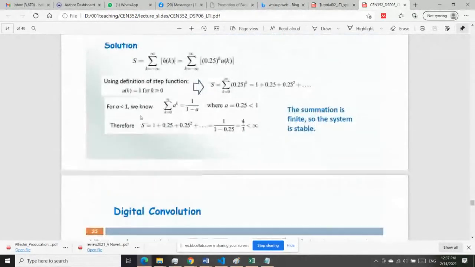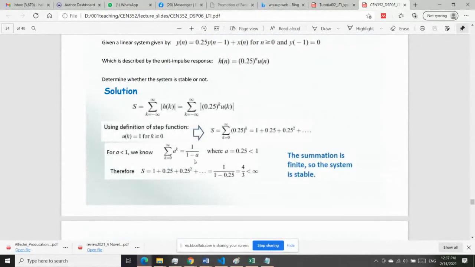To discover that it is stable, we have to make sure that the sum of the impulse response values is less than infinity, meaning finite. So we have to compute the impulse response and take its sum.